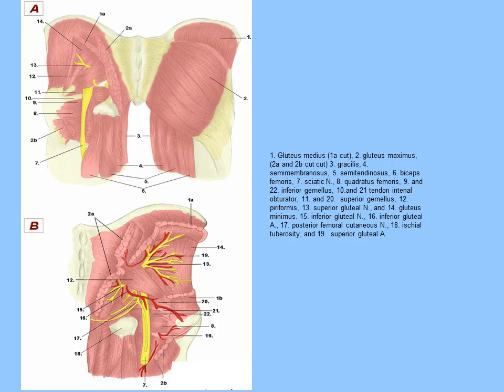The piriformis is an excellent landmark for both the superior gluteal artery, vein, and nerve. These come out of the pelvis superior to the piriformis. As you recall, the superior gluteal artery comes from the posterior division of the internal iliac artery, and the inferior gluteal artery coming from the anterior division of the internal iliac artery. The inferior gluteal artery runs with the inferior gluteal nerve and vein.